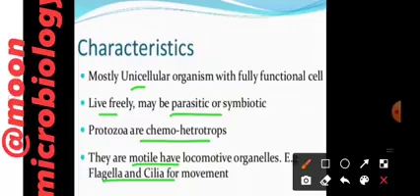As I have already said in the definition, protozoa are unicellular, eukaryotic chemoheterotrophs, and they are motile organisms because they have flagella and cilia for movement. We will see the structure of the protozoa. The cilia present are tiny hair-like structures present throughout the body of the protozoa. Examples of protozoa are amoeba, euglena, paramecium, and one disease-causing protozoan, plasmodium. So these are the characteristics of protozoa.